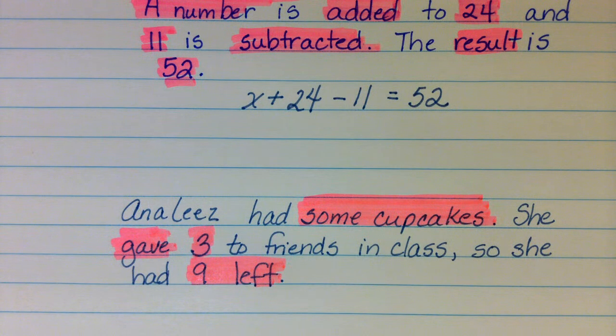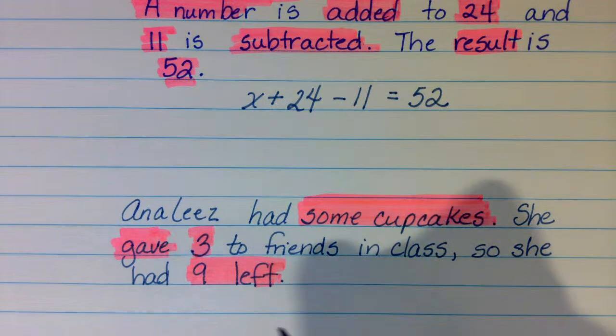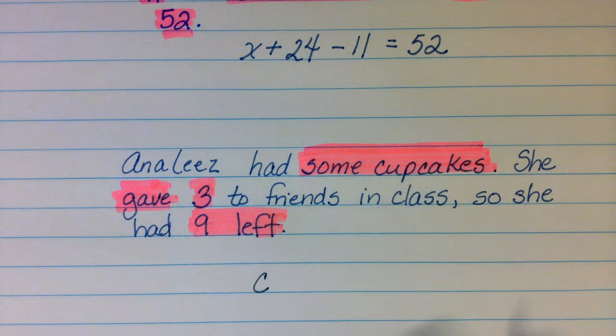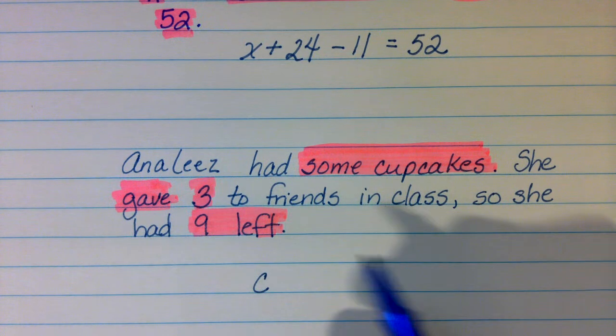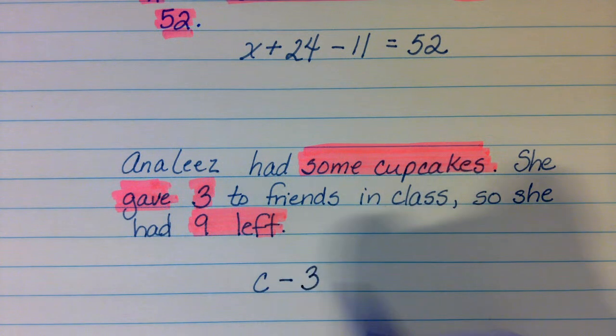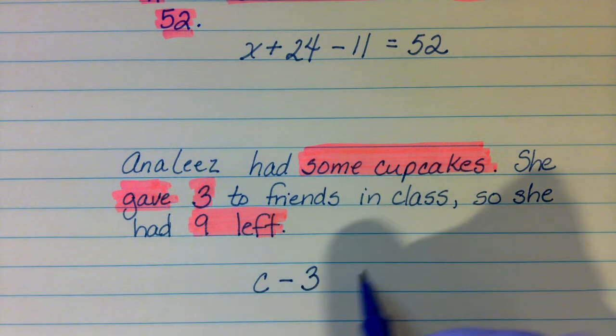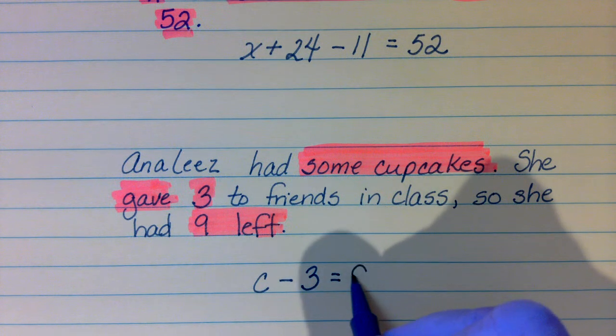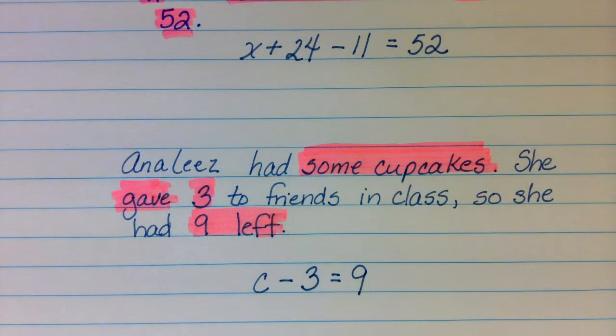So some cupcakes, we're going to use the letter C to represent cupcakes. Remember, it could be any letter of the alphabet. But we're going to use C for cupcakes. She had some cupcakes. She gave 3 to friends. So she's going to give away 3. And she has 9 left over. So what's left, or what the result, is 9. C minus 3 equals 9 is the equation that would represent that word problem.